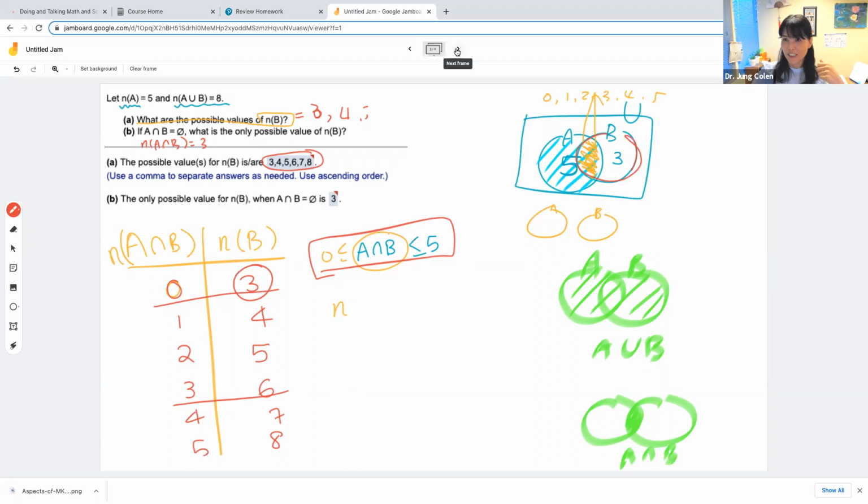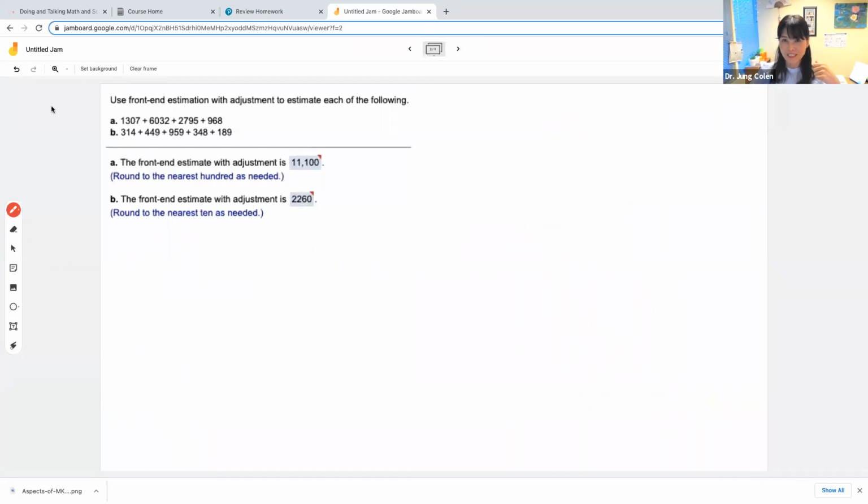Okay, then I will move on. The next one is this. Use front end. Front end means we are estimating, just the first couple digits, 1 or 2 digits. It depends what it says. The first question here is saying you're gonna use the front end estimate with adjustment by rounding to the nearest 100 is needed. So we're gonna look at rounding nearest 100.